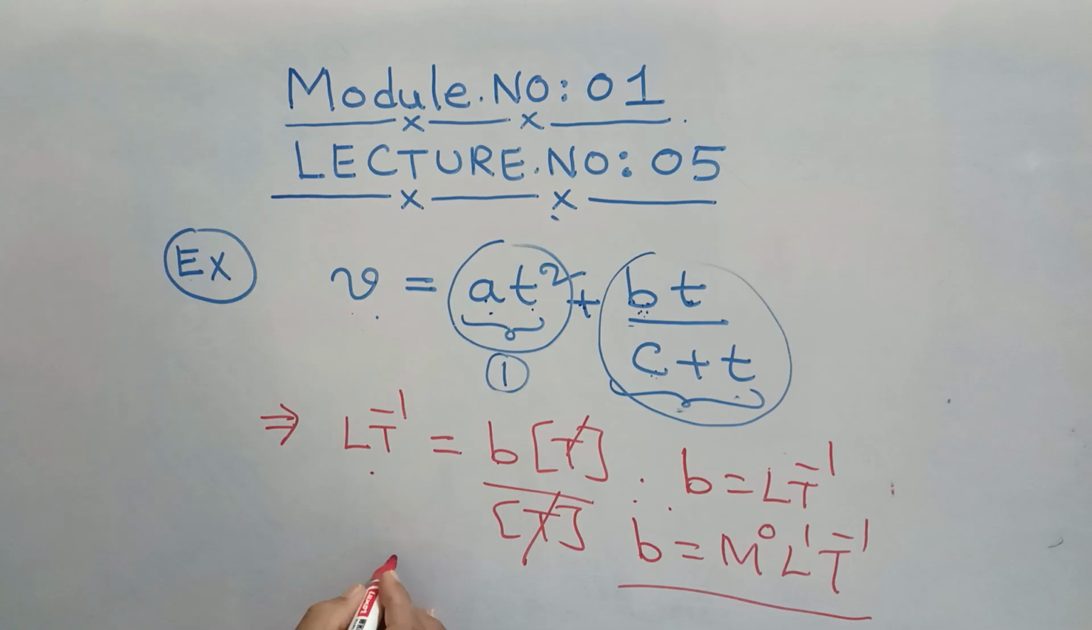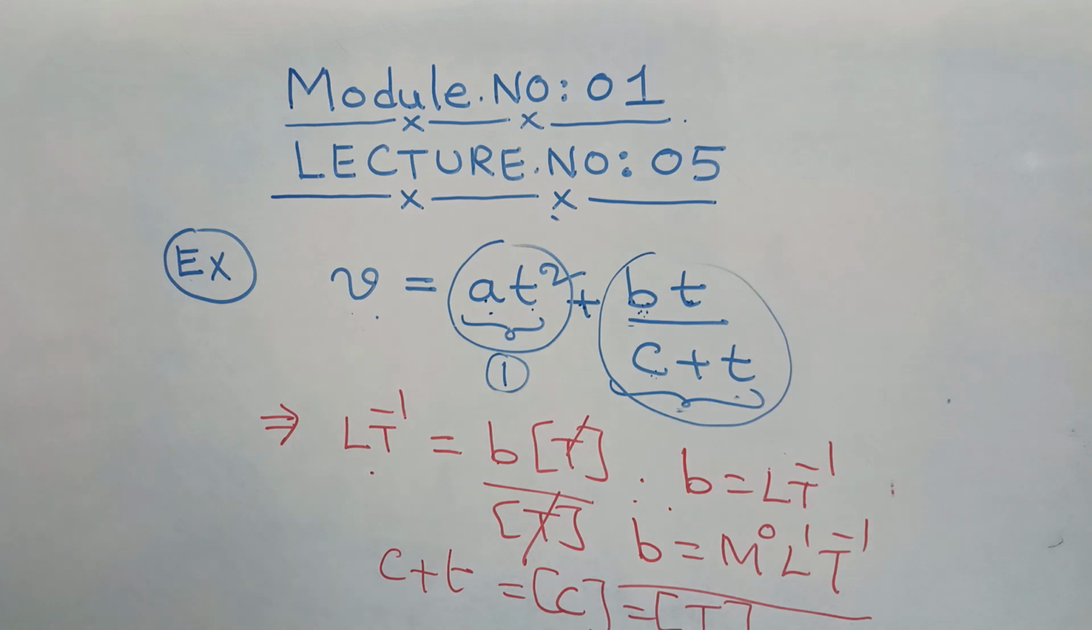And similarly, for C plus T, C plus T is nothing but what? Your C is also equal to time only. So for C, it is equal to time only. T is the dimension formula.